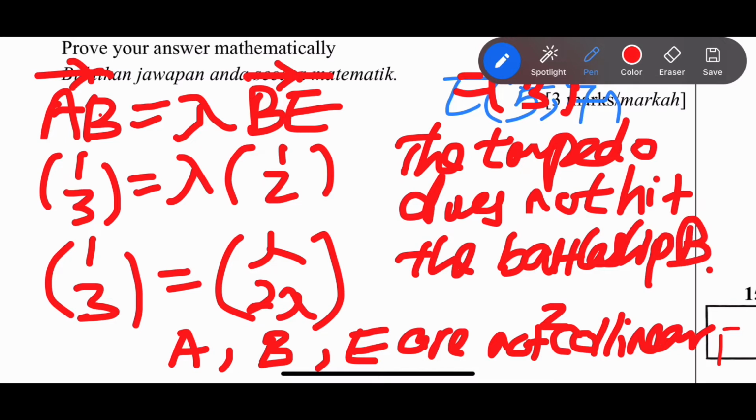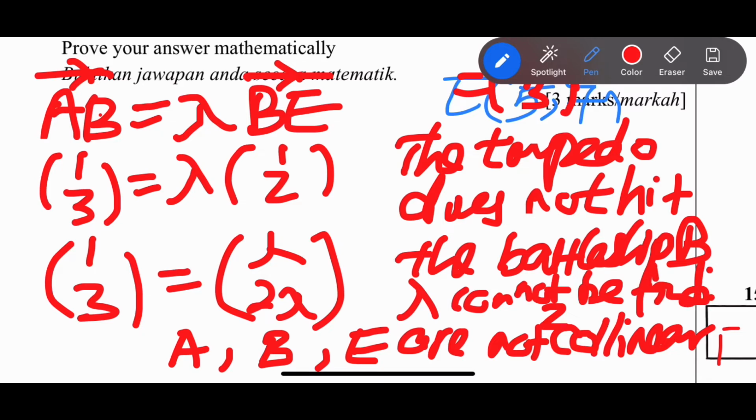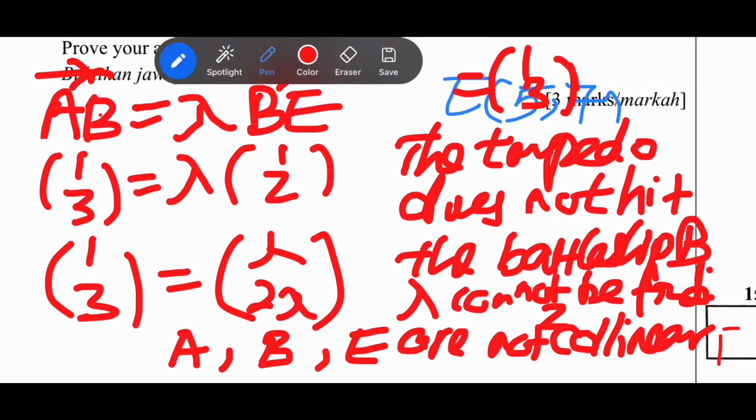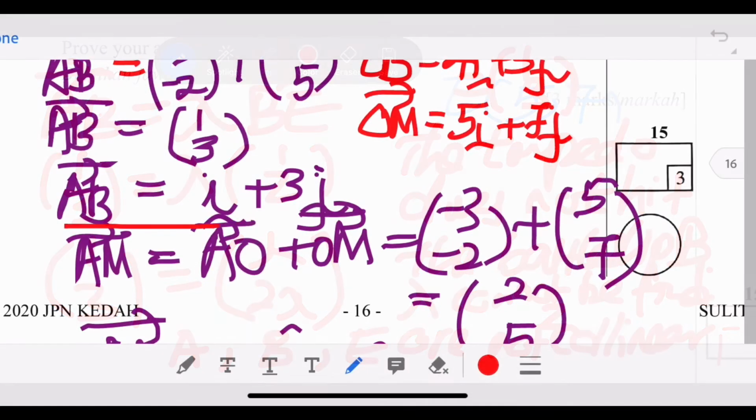Because if you want to explain, you will say we cannot find the constant or ratio, or we cannot express AB in terms of how many times of the vector BE. Hence the point A, point B, and point E are not collinear. So that is how you solve the HOTS question for vectors.